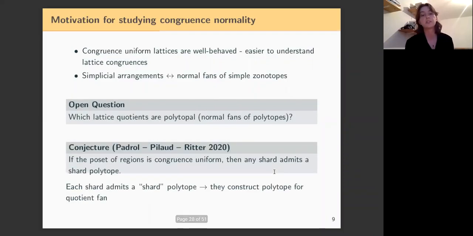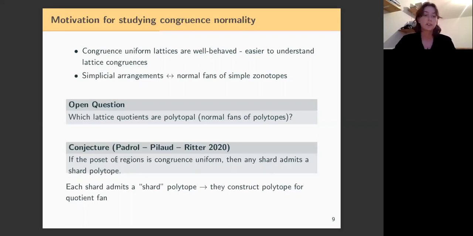And then recently in July, Pilo, Pedrol, and Ritter looked at type B, and they showed that in the nice case, when under a congruence, I'm using some words that I haven't really explained, but I'm about to, your shards admit a shard polytope, then you can construct the polytope of this quotient fan.